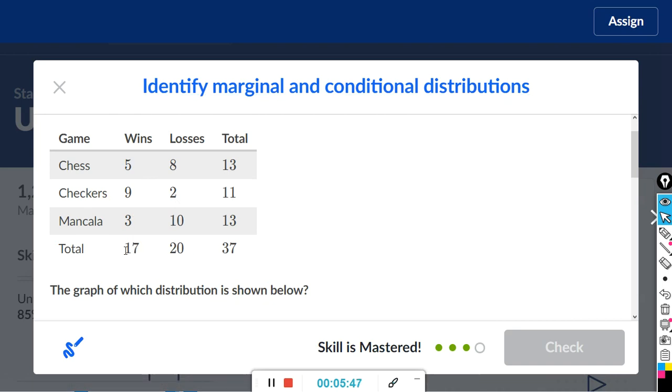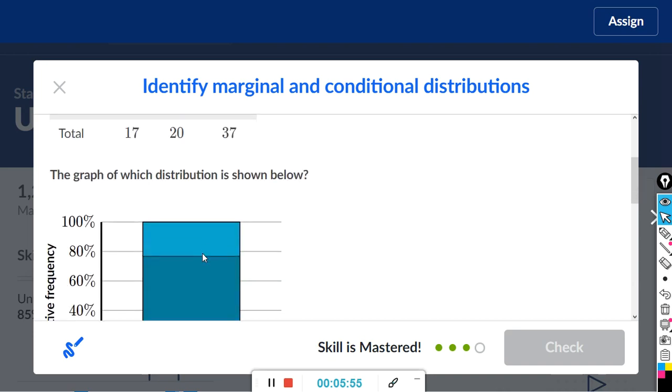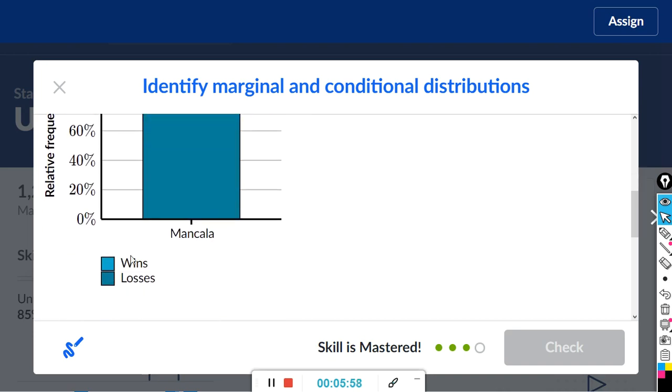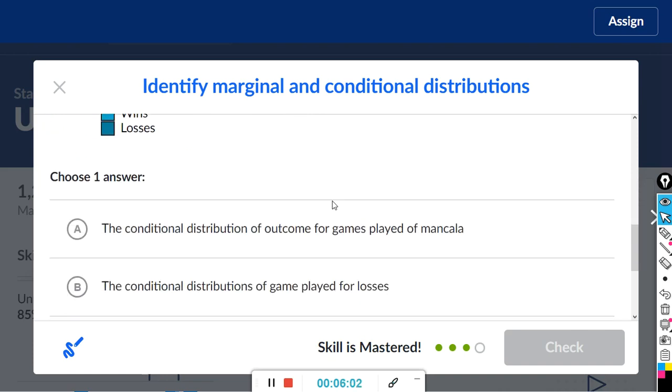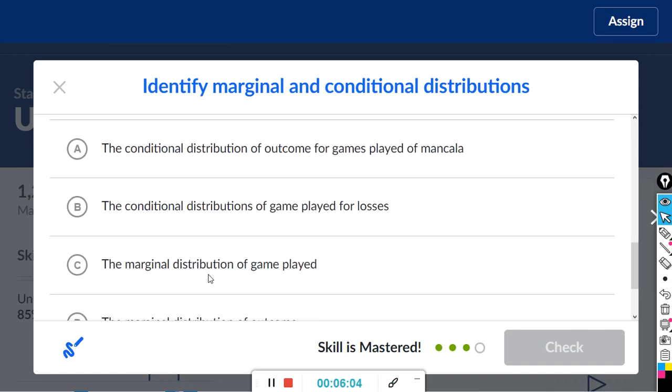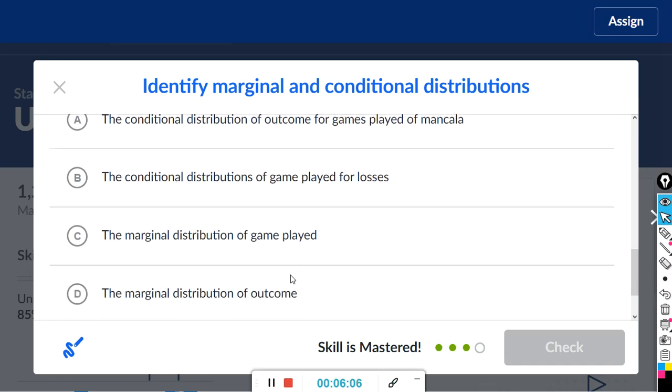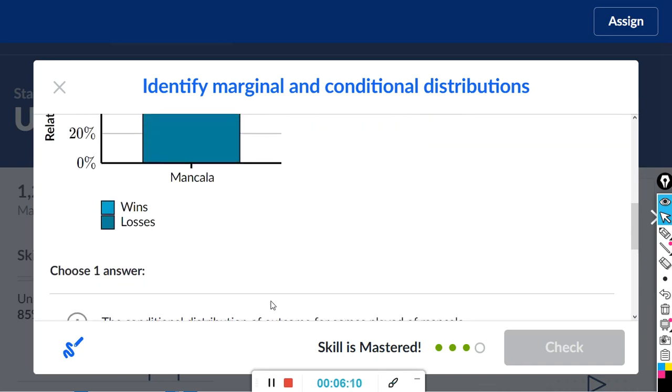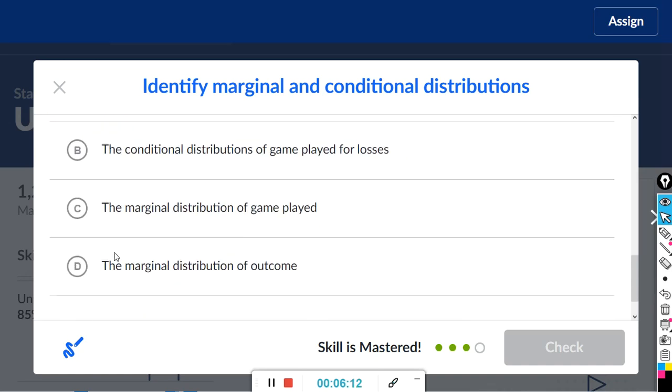And these are based on the totals. This is going to be a marginal, not conditional, because it's non-specific. It's not limited. It's going to be a marginal distribution of wins and losses. A and B say conditional. C says marginal game played. No. D says marginal distribution of outcome, and the outcomes are wins and losses.